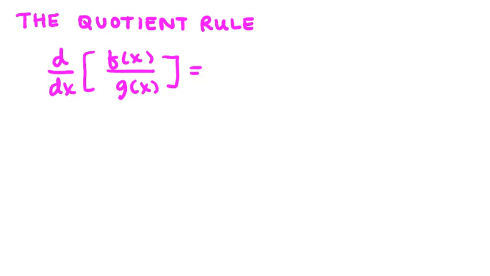All right, now let's move on and talk about the quotient rule. We'll come back and do a couple more product rule examples at the end of this video, but for now, let's talk about the quotient rule. We're going to take the derivative of a quotient.